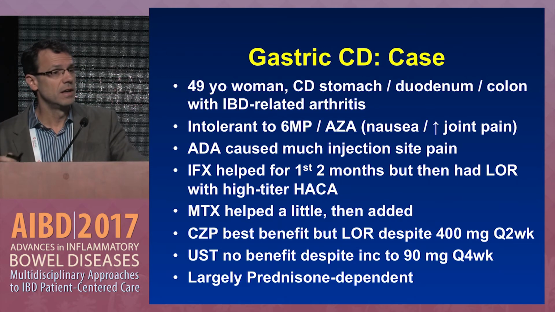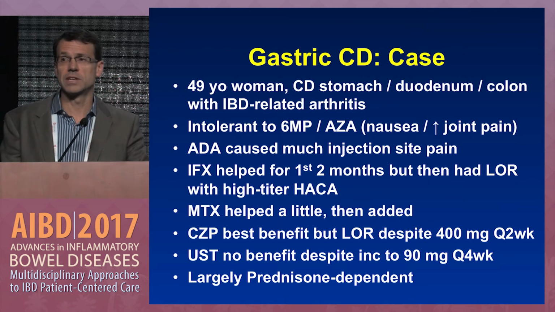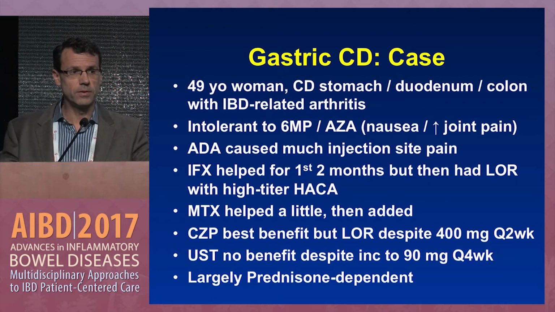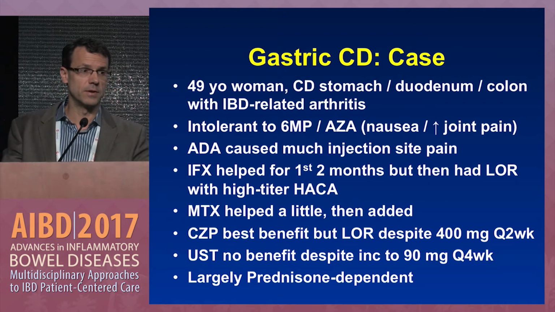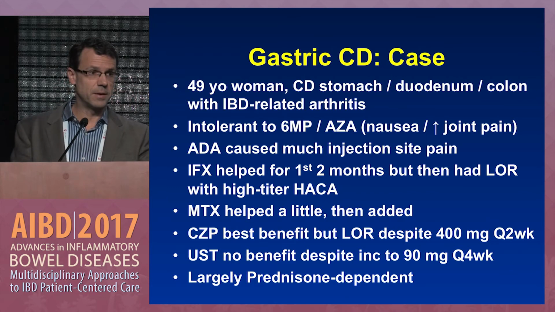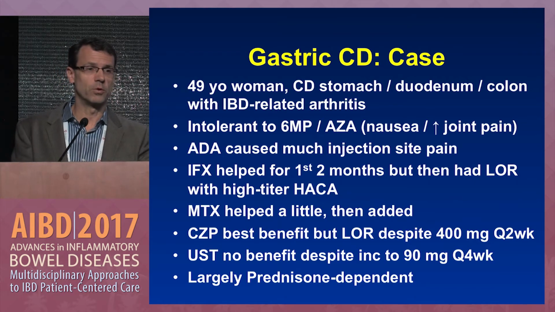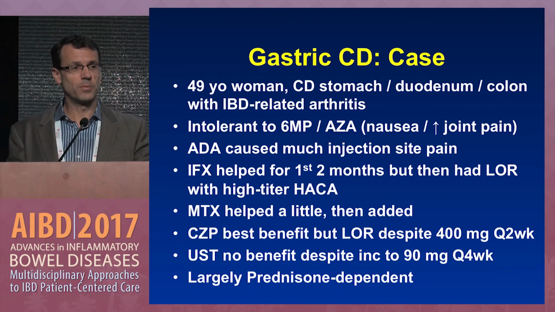And then when I saw her for the first time, she was on methotrexate, which was having a little bit of benefit. So I added certolizumab pegol, and she had loss of response despite off-label dose escalation to 400 milligrams every other week. So then I switched her to ustekinumab, and she again had no benefit, even despite increase to off-label 90 milligrams every 4 weeks. I pretty much live in an off-label world, just to let you know. And she's been largely prednisone dependent.